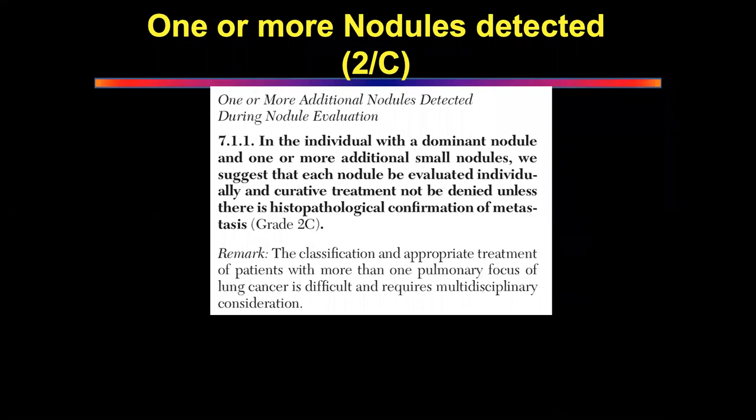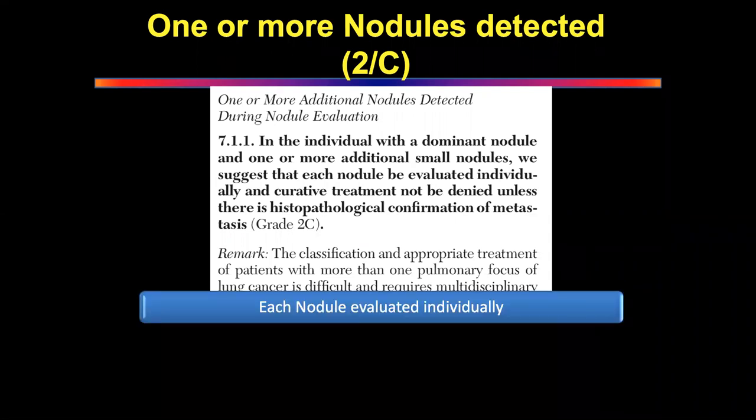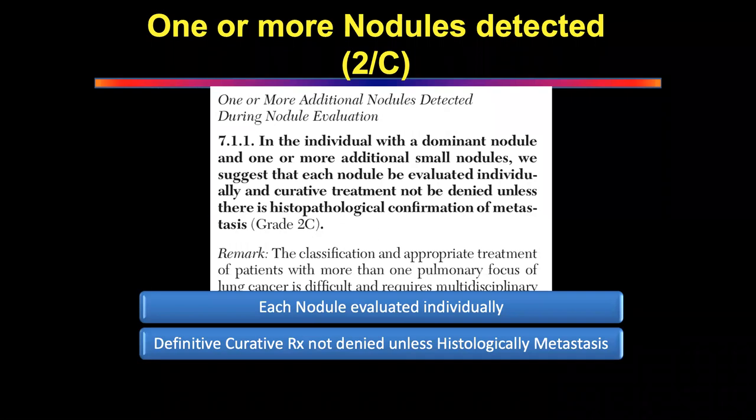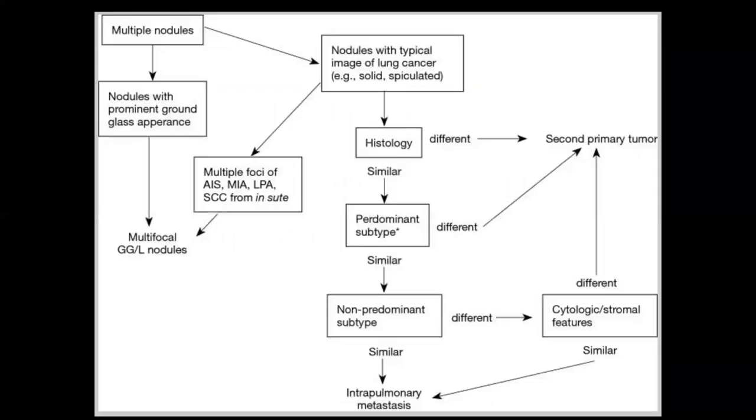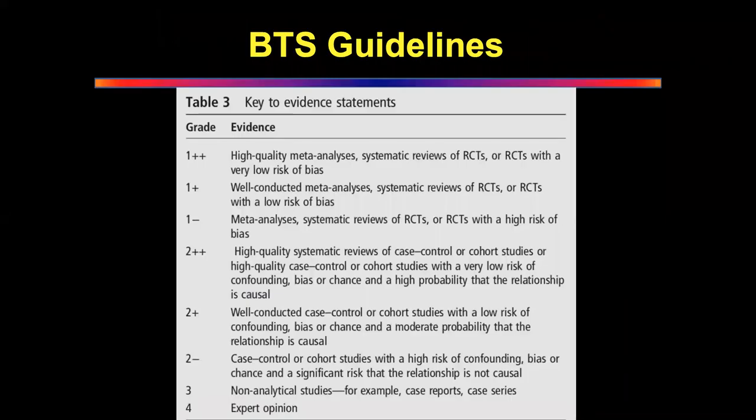These are extra things. When there is more than one nodule, what do you do? When there is more than one nodule, evaluate each nodule individually. But the largest nodule is the one that matters. Okay, and always look for metastasis. Don't forget about metastasis when there's more than one nodule. And this must always be discussed in an MDT. In fact, everything that I'm talking about should be discussed in an MDT. So this is the pathway for multiple nodules. Okay, go through it. It's not difficult. You will understand it.